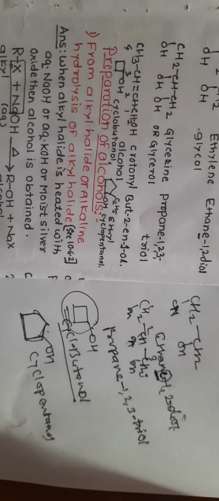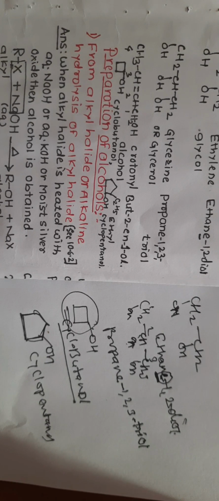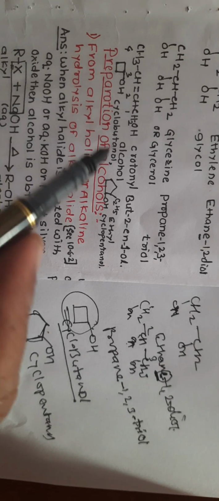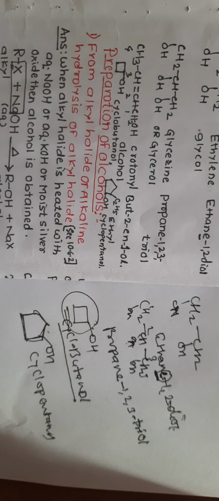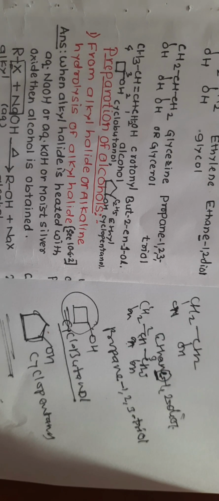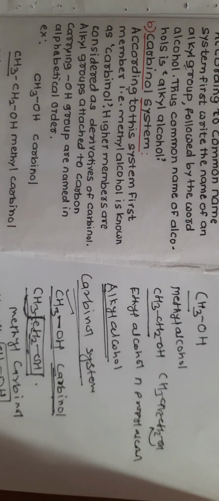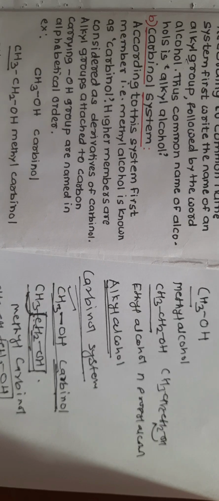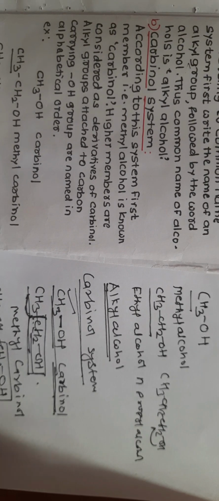First of all, you watch this video carefully and then prepare the notes. Already I have given the notes on this side, and on this side I have given the explanation. Now it is regarding the nomenclature of alcohols. Here I have taken some examples. See this one. All those rules I have already given here also.